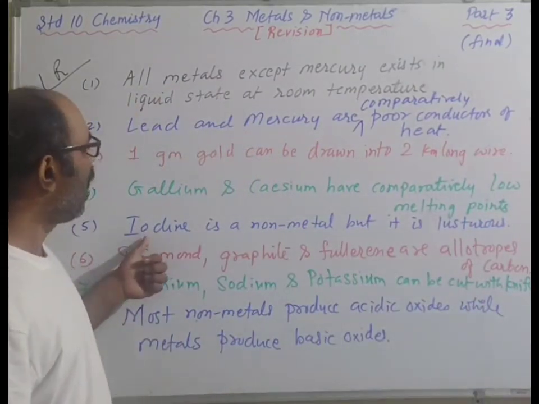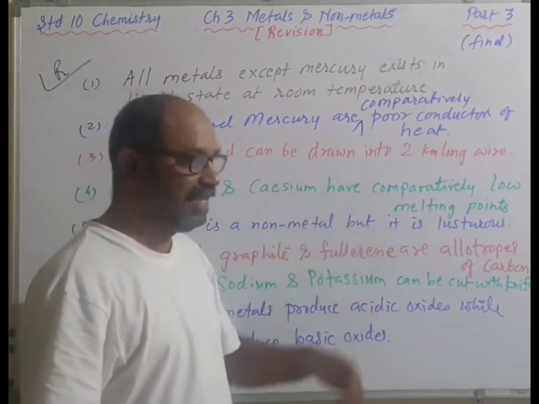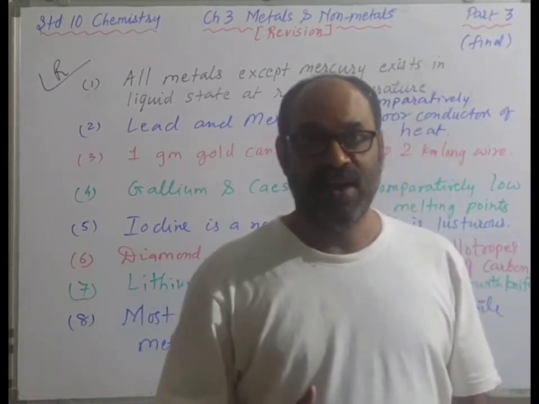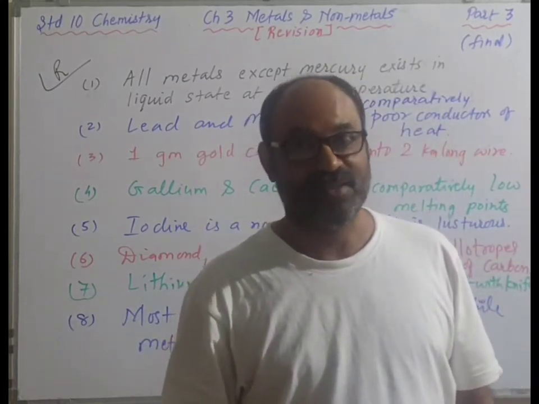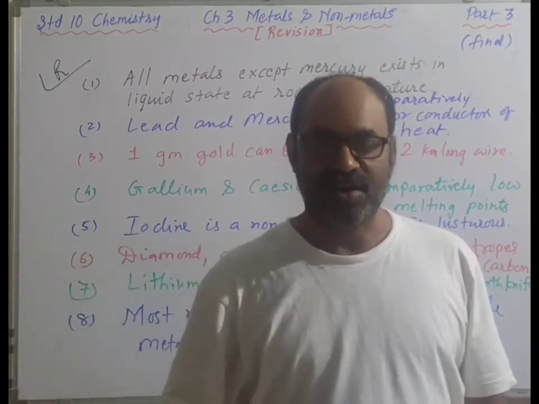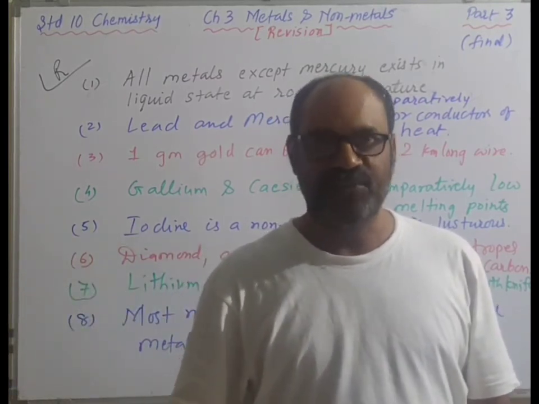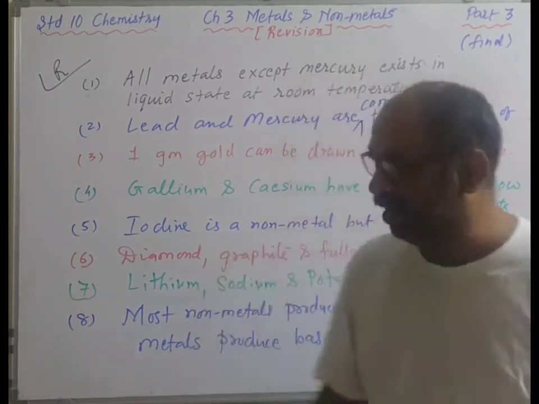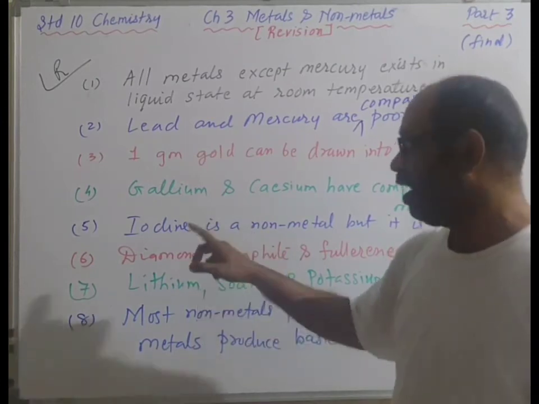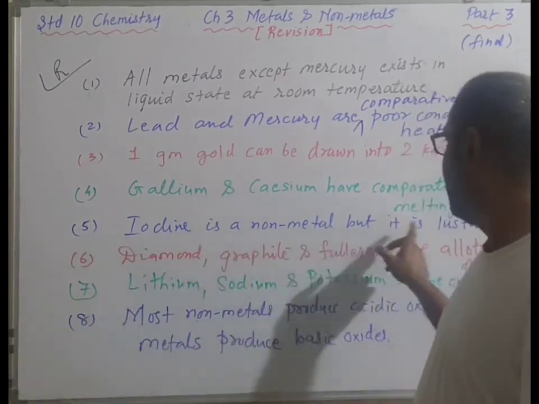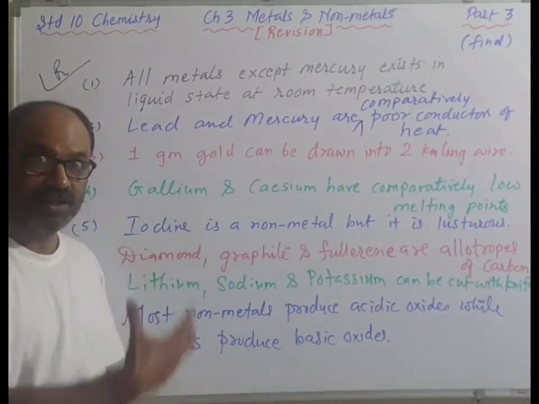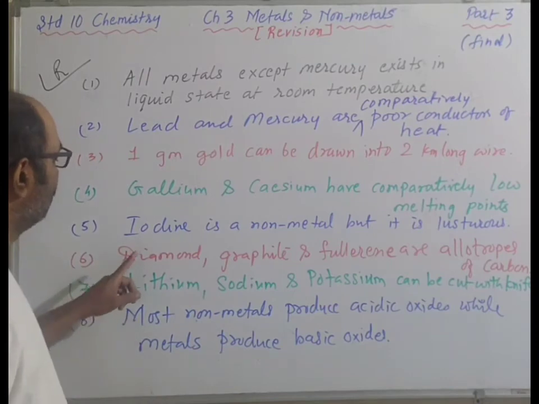Iodine is a non-metal, but it is lustrous. Yes, children, I missed out this point while discussing the physical properties of metals. Metals are generally lustrous. They shine when you rub them. Correct? They have a shining surface. Non-metals don't have that. But here, iodine is a non-metal, so it should not have luster, but iodine, though a non-metal, possesses luster. So remember all these examples. Any objective question can be asked.